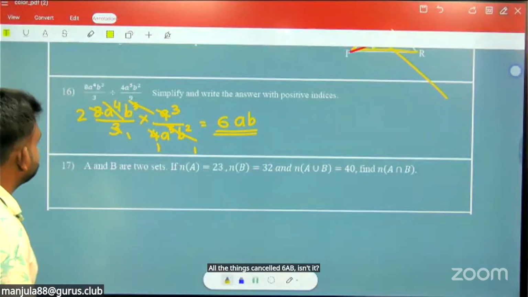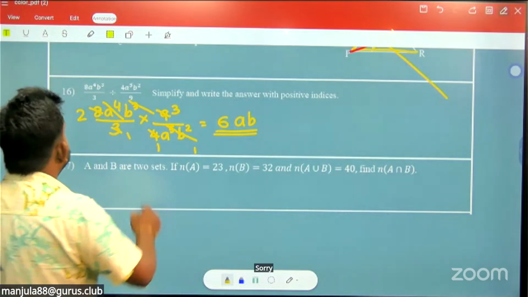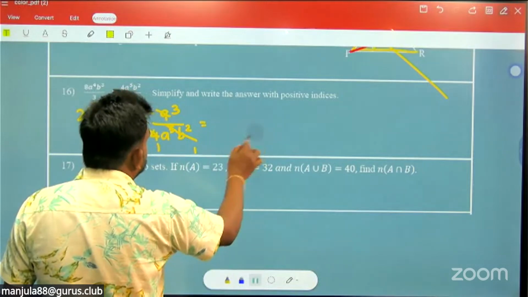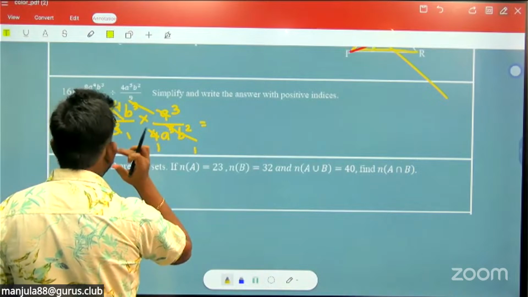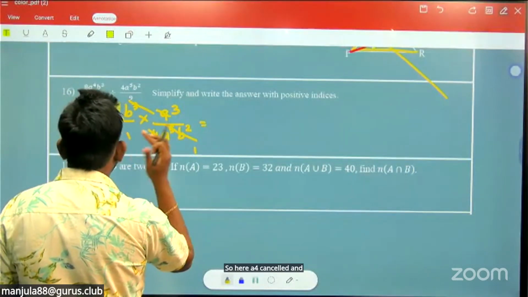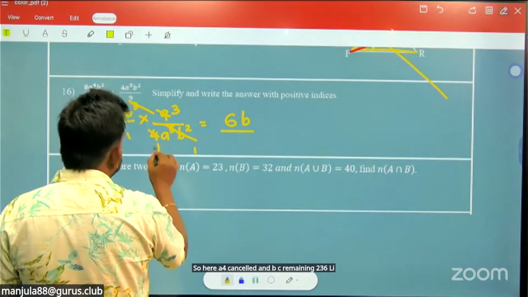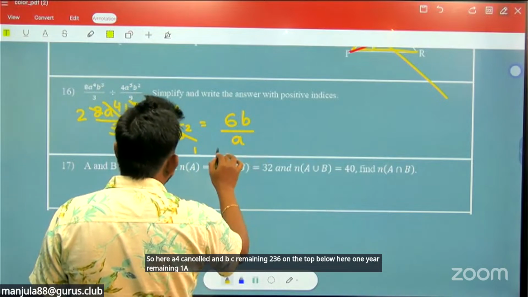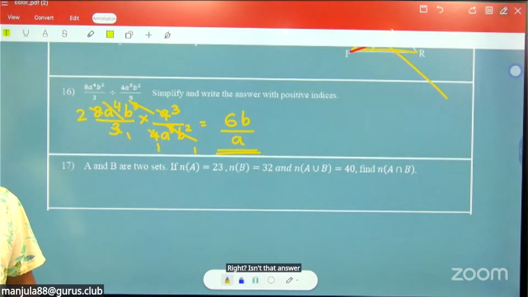Right. Sorry. a^4 totally cancelled. So here a^4 cancelled and b is remaining. 2 into 3, 6. b on the top, below, here 1a remaining. 1a, yes, a. Isn't that the answer? 6b upon a. Yes, right, good.